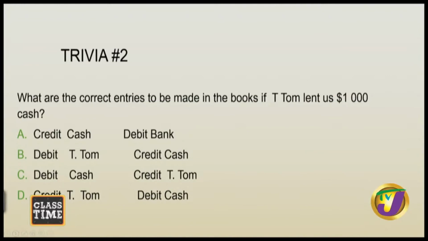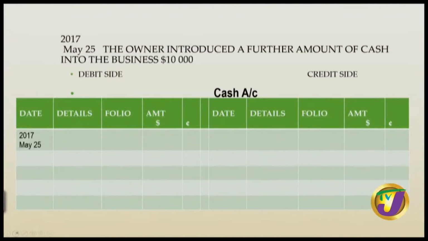Now here's a trivia for you. What are the correct entries to be made in the books if Tom lent us $1,000 cash? Would we credit cash, debit bank, debit Tom, credit cash, debit cash, credit Tom, or debit cash? You tell me. Answer is coming up.